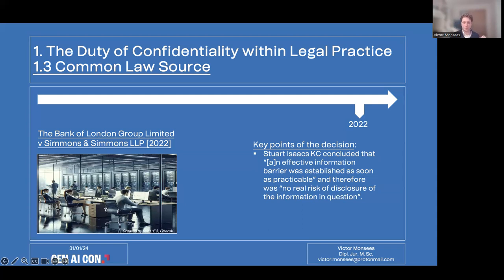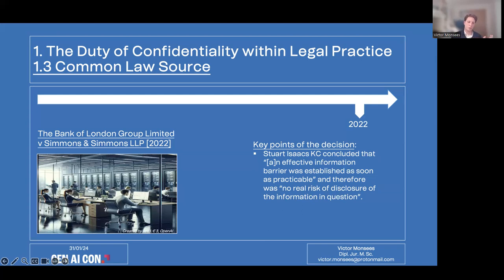Considering those facts, Stuart Isaacs concluded that an effective information barrier was established as soon as practicable, and therefore there was no real risk of disclosure of the information in question. The application of injunction was subsequently dismissed. When we consider all these highlighted facts, I think that the main takeaway here is that the duty of confidentiality, as well as the means to fulfill it, for example, information barriers, had always had to evolve in the context of the changing technological and socioeconomic circumstances.